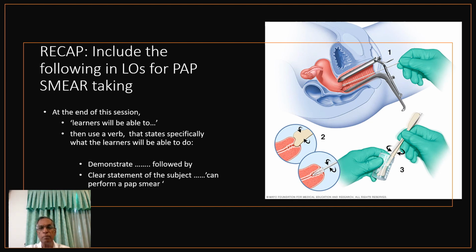As in 2, then you use words that state specifically what the learner will be able to do. Demonstrate the application or insertion of the speculum into the vagina. Demonstrate his ability to pass in the Ayre's spatula and the cervical brush as shown in figure 2, and be able to remove this specimen and transfer it to the liquid that is provided for samples.